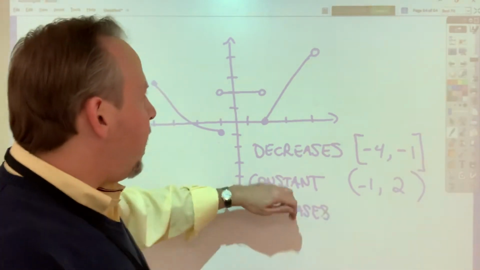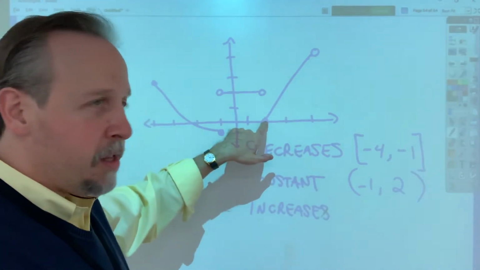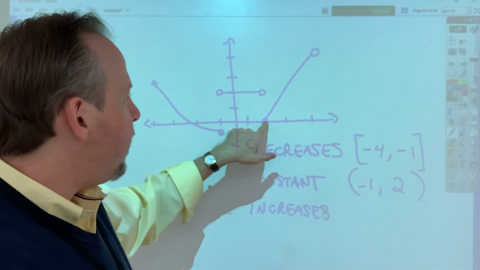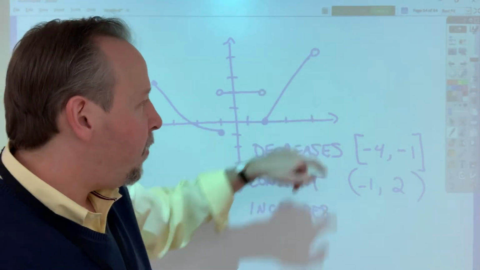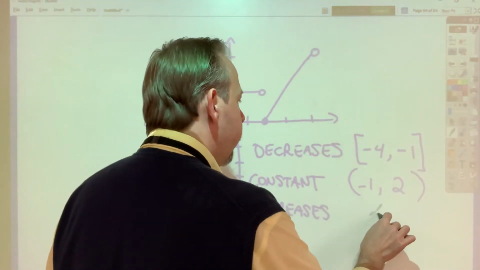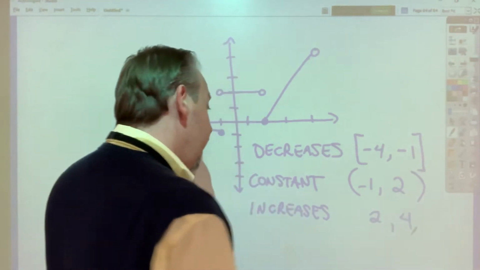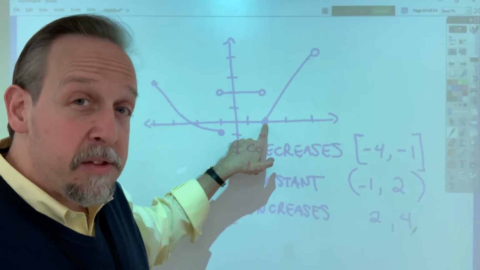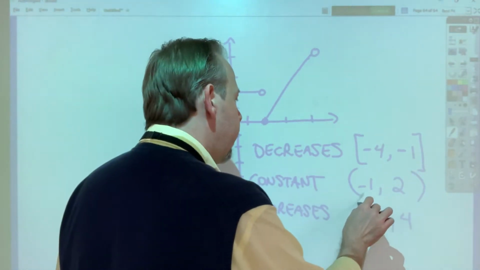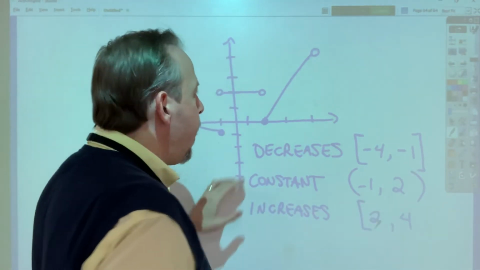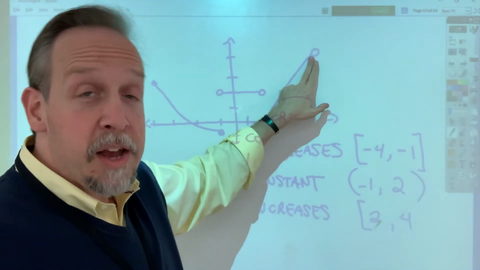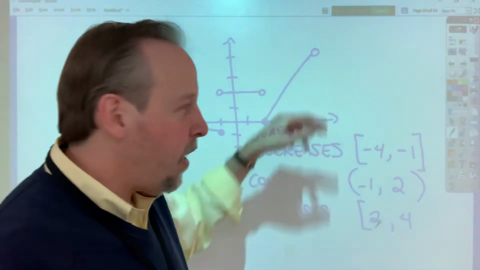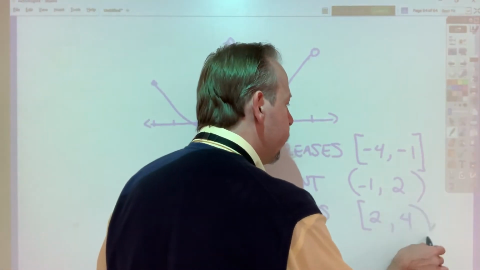Now, you can see the x value is 2 where the increase begins, and the x value is 4 where the increase ends. So it's from 2 to 4. When it begins, it's a filled in dot, and that means it's a bracket right here. Where it ends, actually it's an open dot, so I have to end it with a parenthesis.